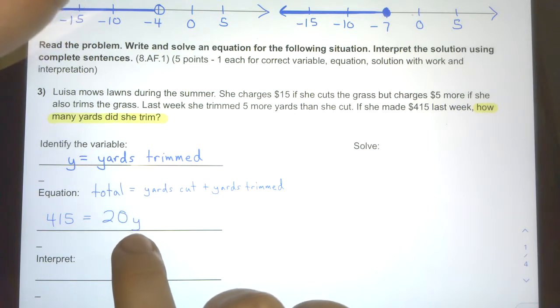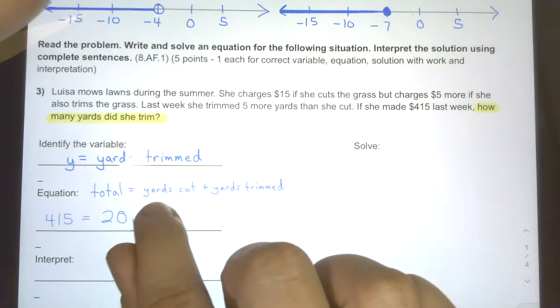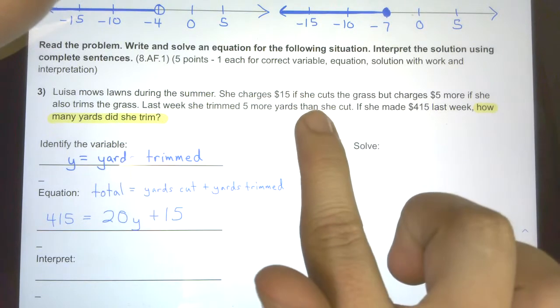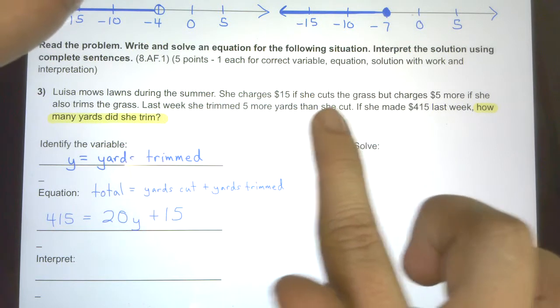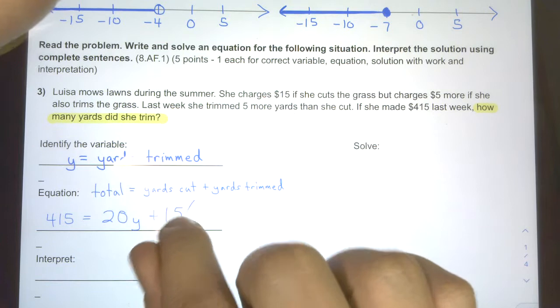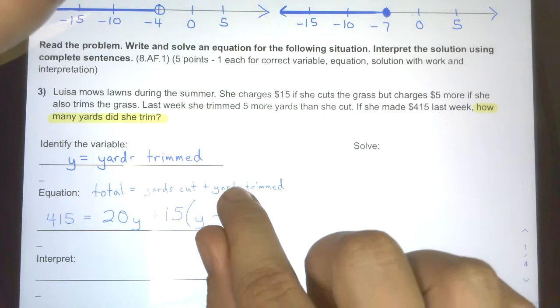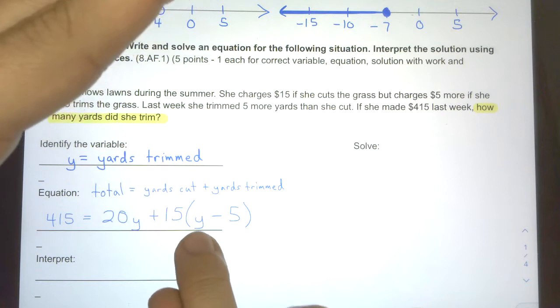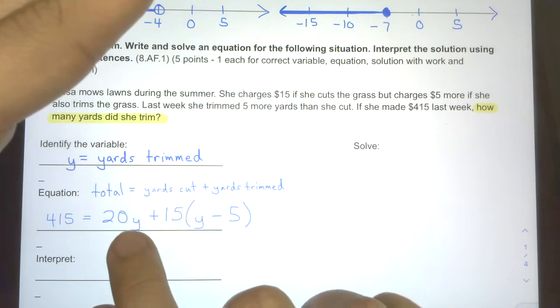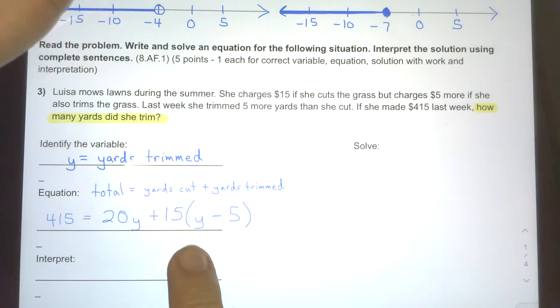That's why I have this set up here. Then in addition to that, we're going to take 15 because that would be the amount of money that she has for just cutting the grass. And just cutting the grass is going to be $5 less than the cost of her cutting and trimming. So this is how I set up my equation. Let me explain it again, okay? Because again, this in words here is an oversimplification.